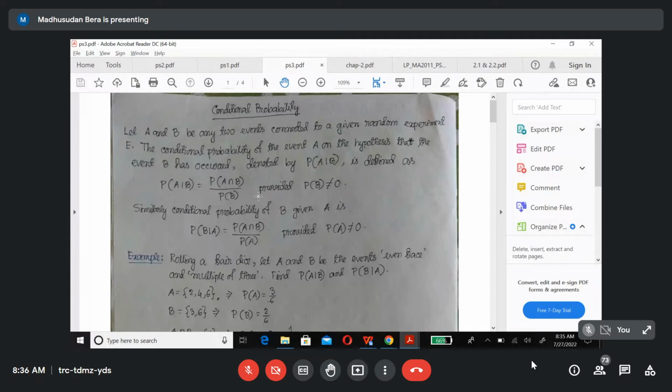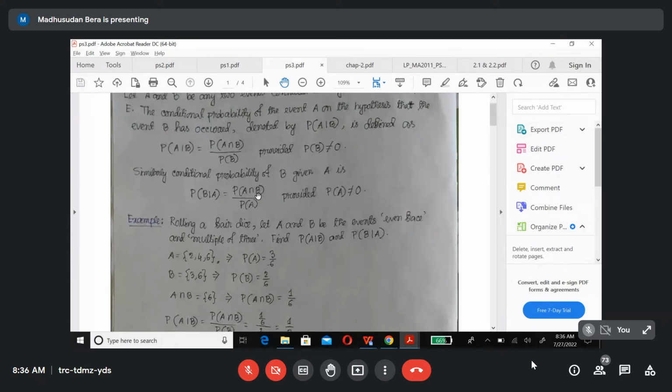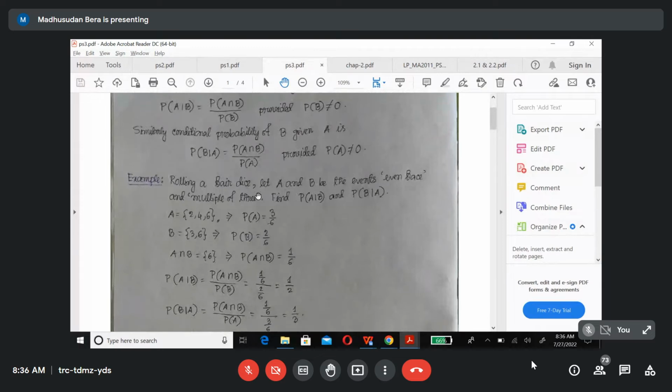Yes, sir. Now one question is done here. Rolling a pair of dice. A and B are the events, even face and multiple of 3. So A is the even face and B is the multiple of 3. Then find P of A given B, and B given A. A is even face. What are the even outcomes? 2, 4, 6. So probability of A is 3 by 6. B is multiple of 3, so B is 3, 6. So P of B is 2 by 6.